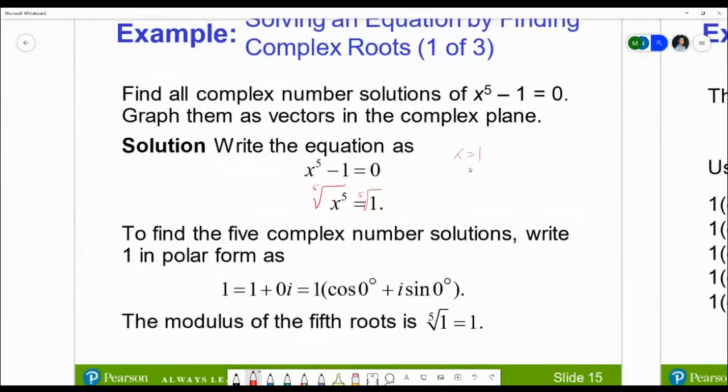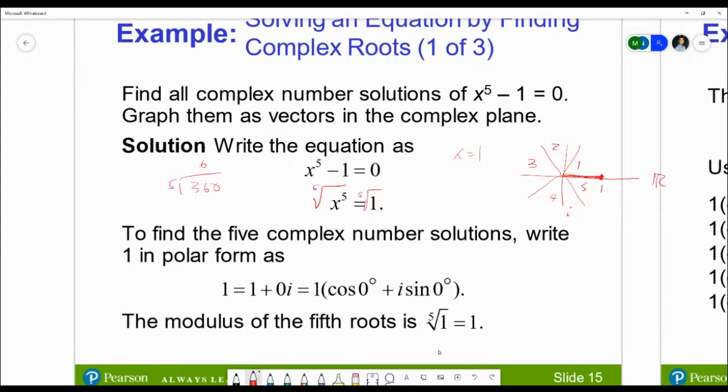Where are the other 4? Well, I told you that all of them are evenly spaced between 0 and 360. So if you draw your number line, where this is your i and this is your real, let's say this is 1 right here. So this is our first solution. The rest of them will be divided into 5 evenly spaced. So we have 1, 2, 3, 4, 5. So now we can take 360 and divide that by 5.